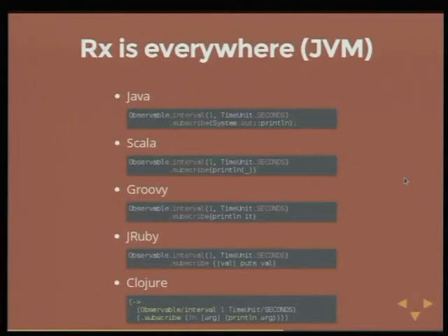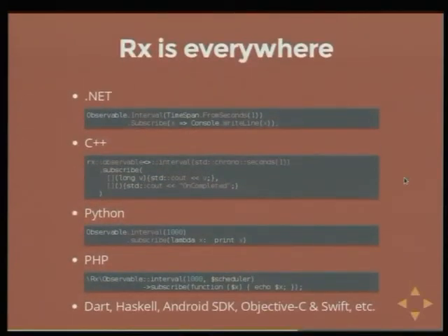So we are creating an observable with an interval on it. As I described, it's a factory method that creates an event, and after each second, it will create a new number. That's it. This is just a syntax difference, but it's basically the same across all languages on top of the JVM. But here is also a slide for non-JVM languages like .NET, C++, Python, and so on.